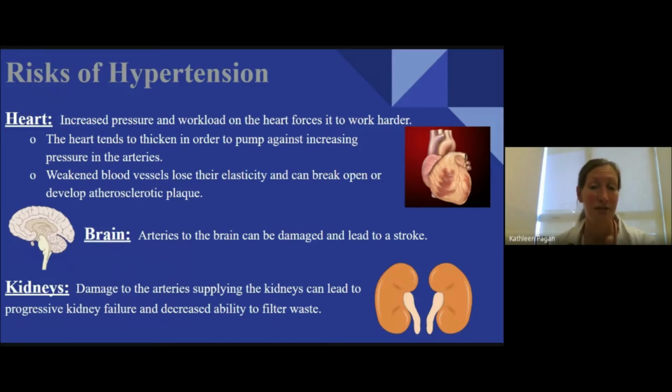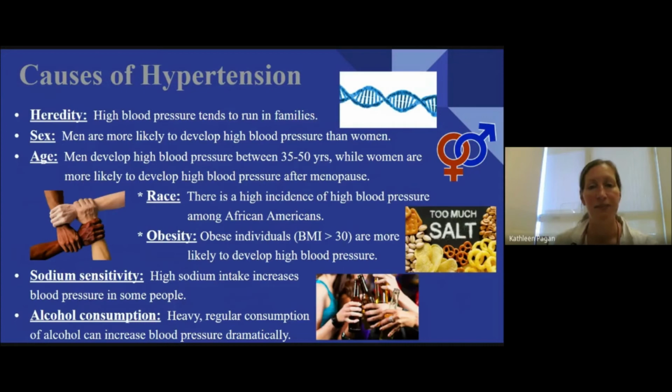The changes that occur in the vessels can also affect your brain. So the arteries that supply the brain with blood can also be damaged by high blood pressure, and that could lead to a stroke. Same thing with the arteries that supply the kidneys with blood. As they are damaged, that can lead to progressive kidney failure. So some serious adverse effects of high blood pressure.